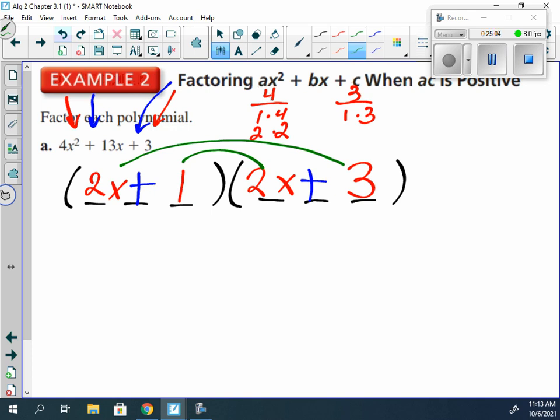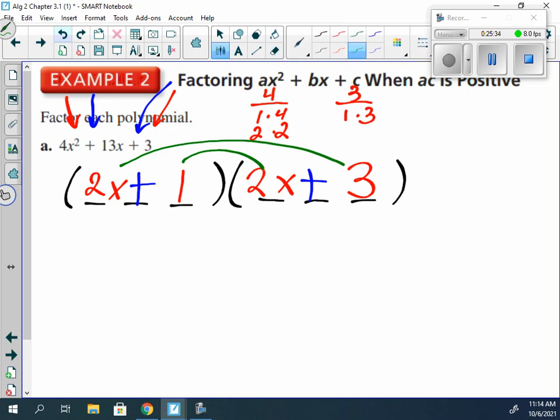So let's check the other one. 2x times 3 is 6x. 1 times 2x is plus, and 6x plus 2x is, and that's our middle term, so we have it correct, yes? What is the middle term? 13x, yes? And we got what? 8x. So is this the correct setup? No, okay.